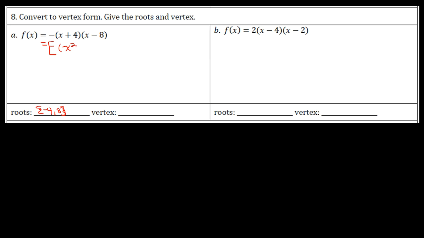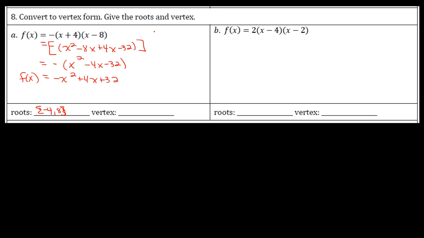So I get x squared minus 8x plus 4x minus 32. I really didn't need all these grouping symbols. I'm going to combine like terms. Now, this is not vertex form, but I cannot go straight from factor to vertex, so I have to go to standard. Okay, this is what we were learning before the school closure. Okay, now we have to convert to vertex form, and that's what we were just doing.